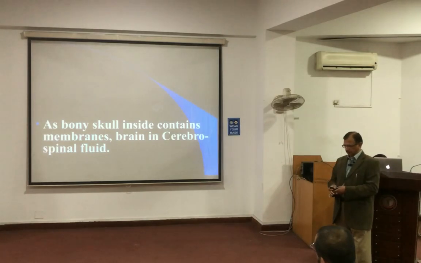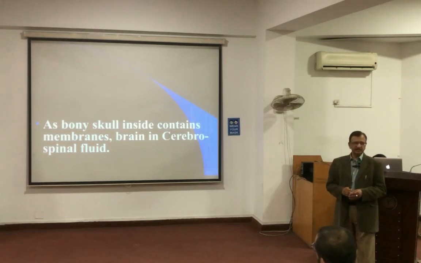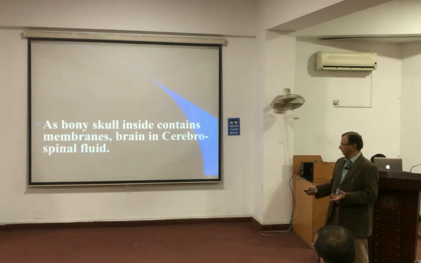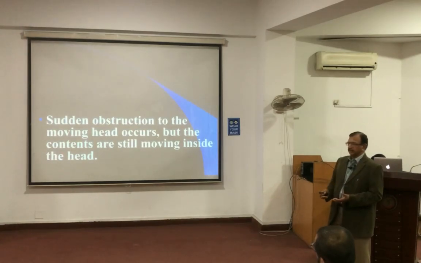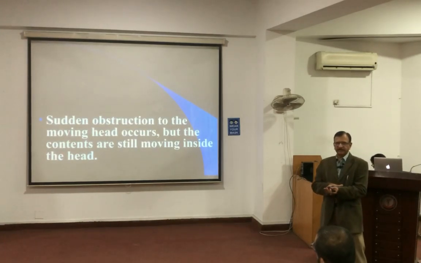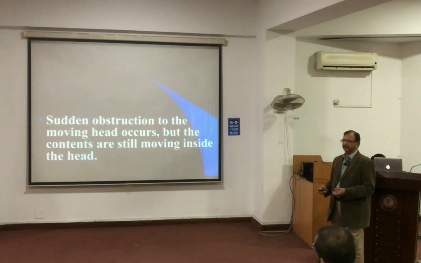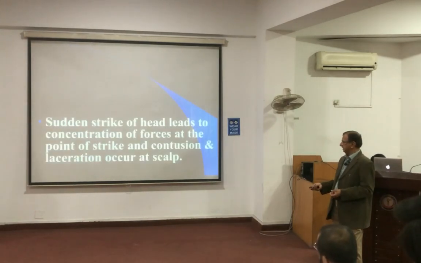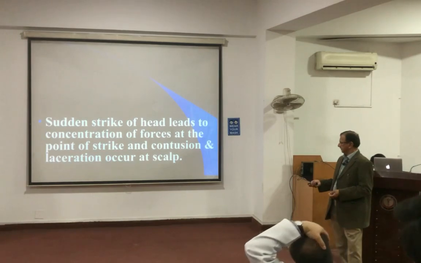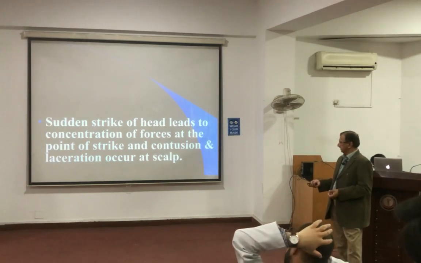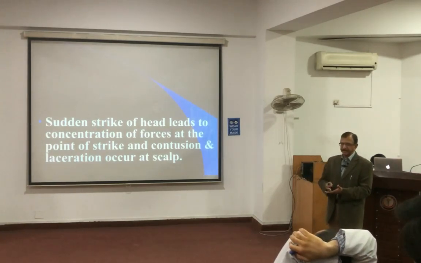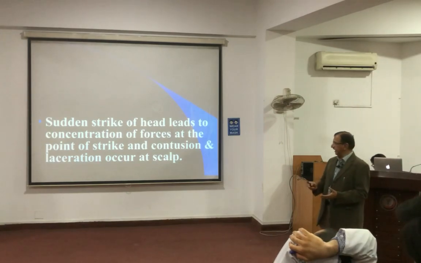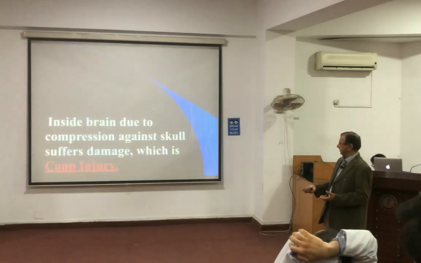Similarly, in the skull, there are meninges, there is cerebrospinal fluid, the brain. So the response of the skull is a little different. Initially, there will be distortion, there will be sliding of the tissues over each other, and then ultimately it will be lacerated. The classical injuries appear as coup and contra coup. A sudden strike on the head leads to the concentration of the force at the point of strike, and that is known as coup injury.